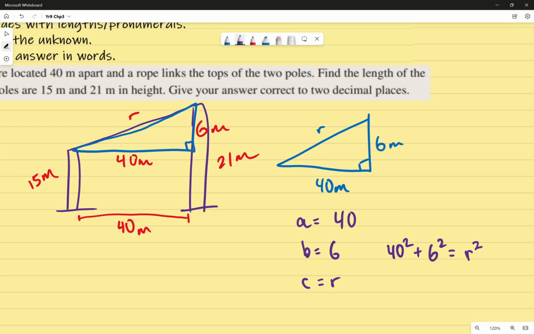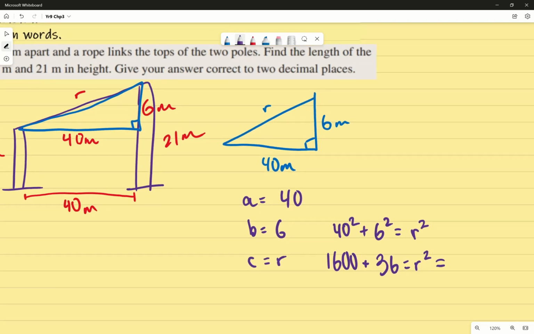Then I get my calculator out, which I'm assuming everyone here has. And I go, what, 40 times 40? You can put that in the calculator if you'd like. 1,600. Plus, I know 6 times 6 is 36. Equals R squared, which I'm going to quickly add together. And that gives me 1,636. Oscar, I'm going to ask you the same question. Am I happy with that? Done. R squared equals 1,636.